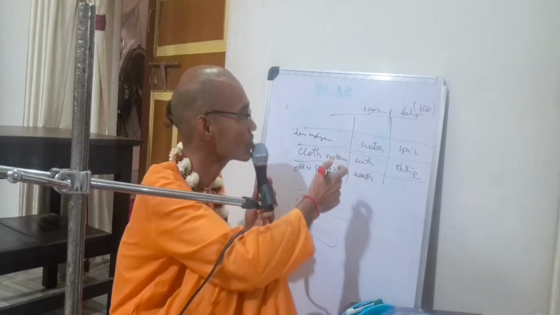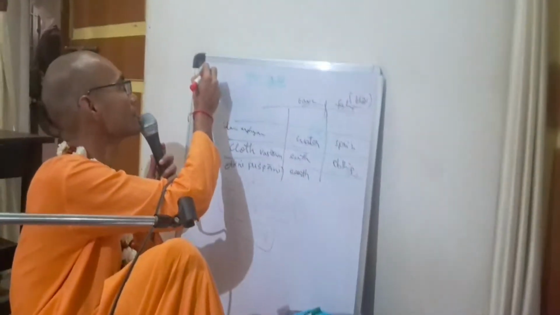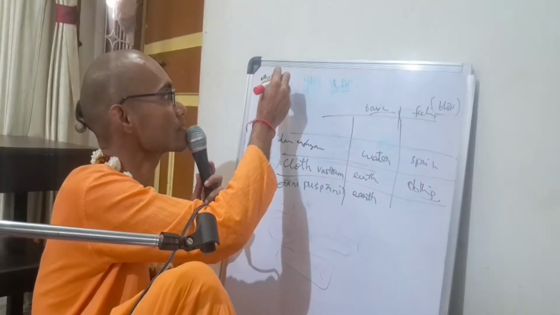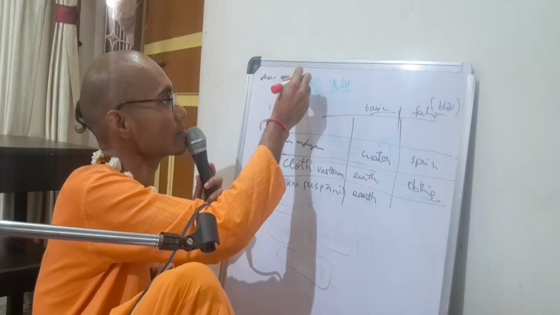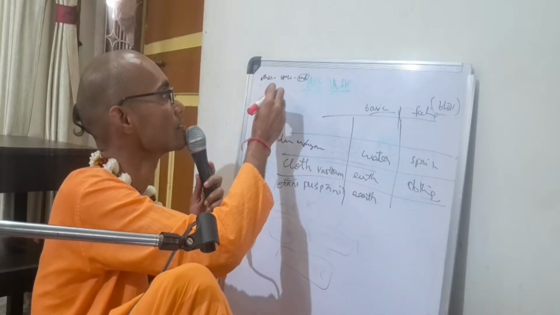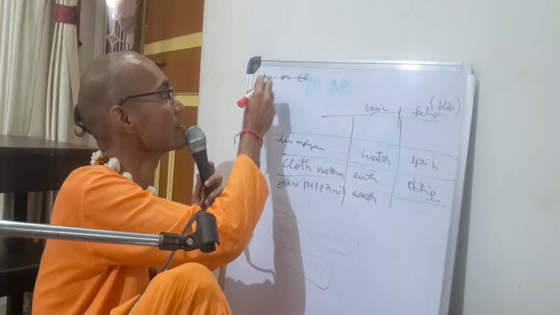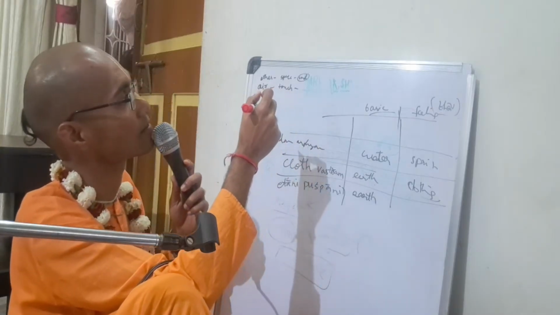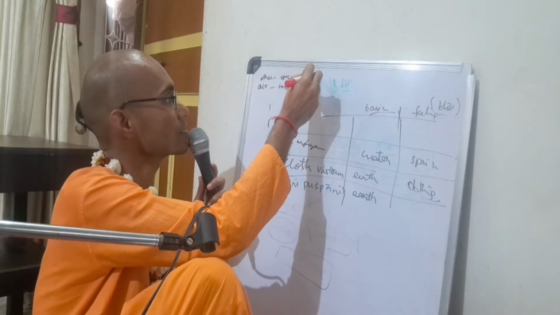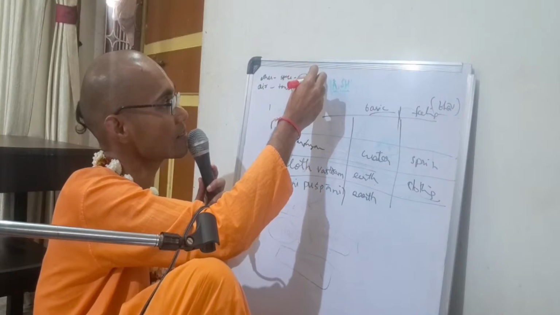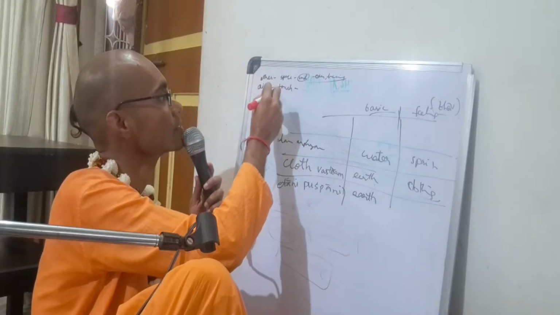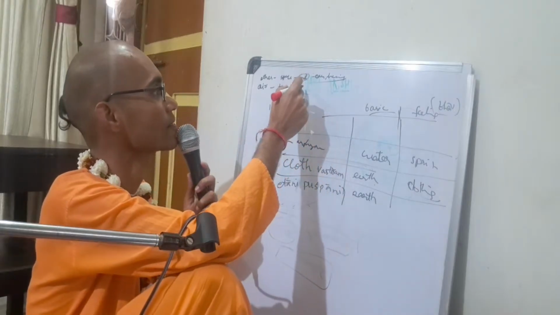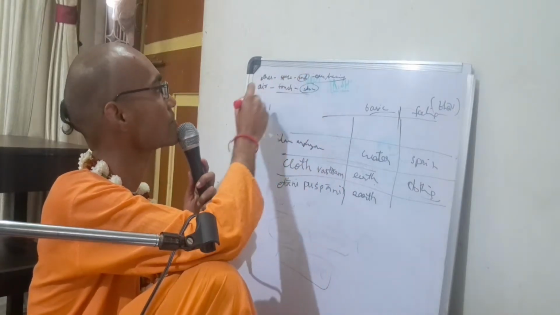You know the qualities of the elements? The ether has only one thing, that is space and sound. Then air has touch, right? And sense of touch. So this is the sense of hearing, so ears, hearing, all that is ether. And the sense of touch, one can touch and experience. So skin, all that is coming.